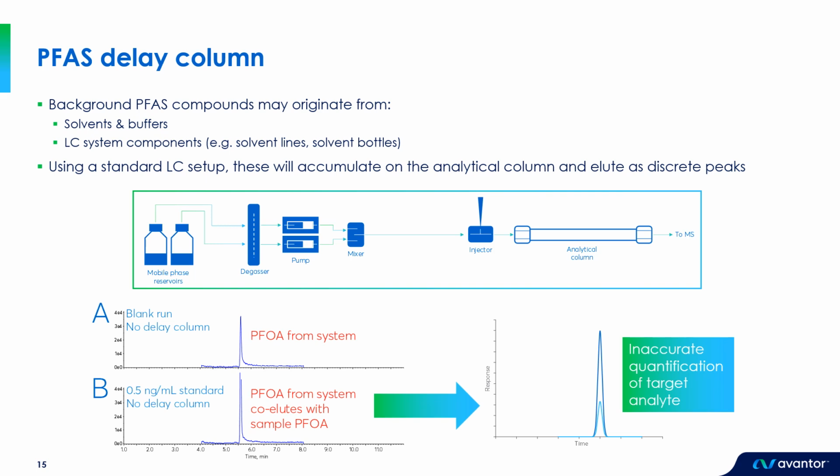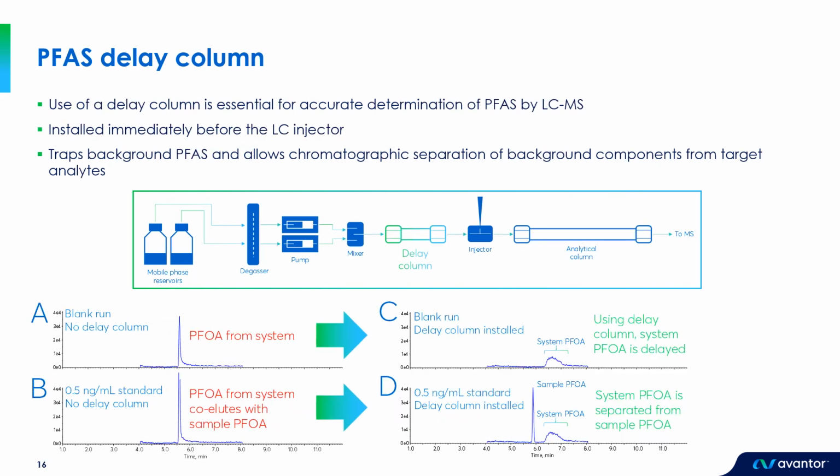There are several approaches we can use to deal with this. So firstly, instrument manufacturers will generally recommend replacing certain system components such as solvent lines with non-PFAS containing equivalents. The most important approach, that I would say is absolutely mandatory for all PFAS analysis, is to use the delay column. The delay column is fairly unique to PFAS, and essentially it's a smaller column which we install immediately before the sample injector here in our LC setup.